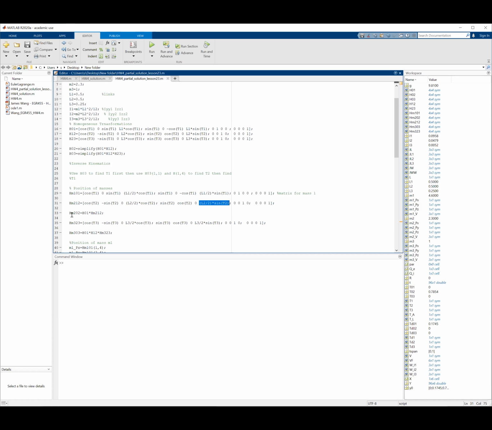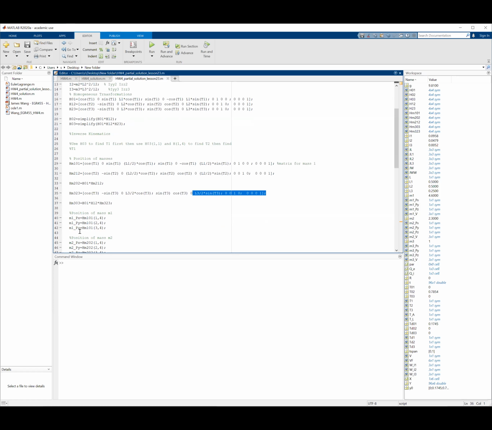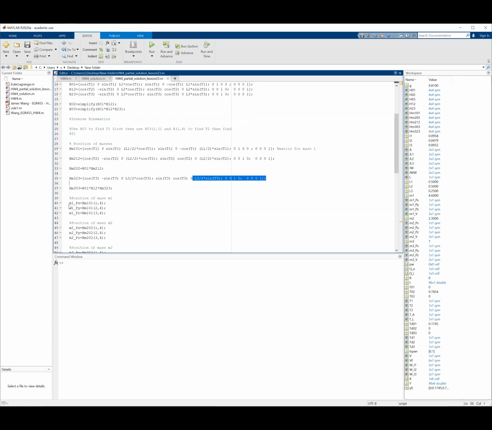But now what I need is the location of mass 2 with respect to the 0th frame. That's why I have this equation, wherein H01 is multiplied with HM212. For the third mass, M3, I do the same thing, L3 by 2, L3 by 2, and I find the homogeneous transformation for mass M3 with respect to the 0th frame. Then I get the values of the individual positions for the masses.